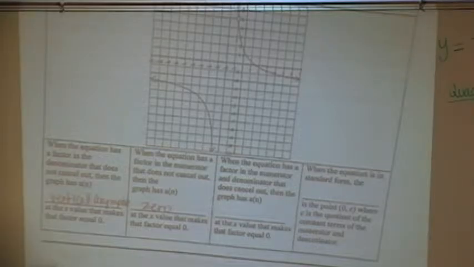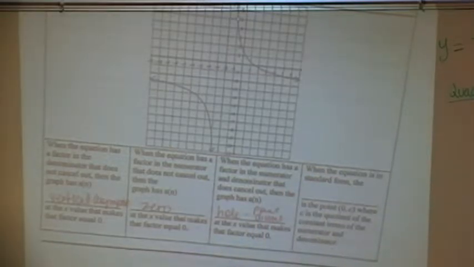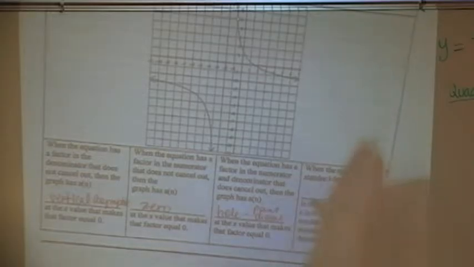When the equation has a factor in the numerator and denominator that does cancel out, what's there? A hole, or a removable discontinuity, or a point discontinuity. When the equation is in standard form, the blank is the point (0, c), where c is the quotient of the constant term of the numerator and denominator. Y-intercept.